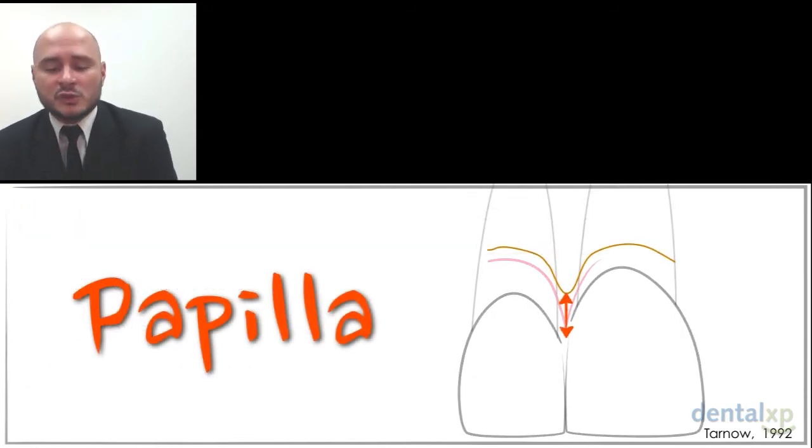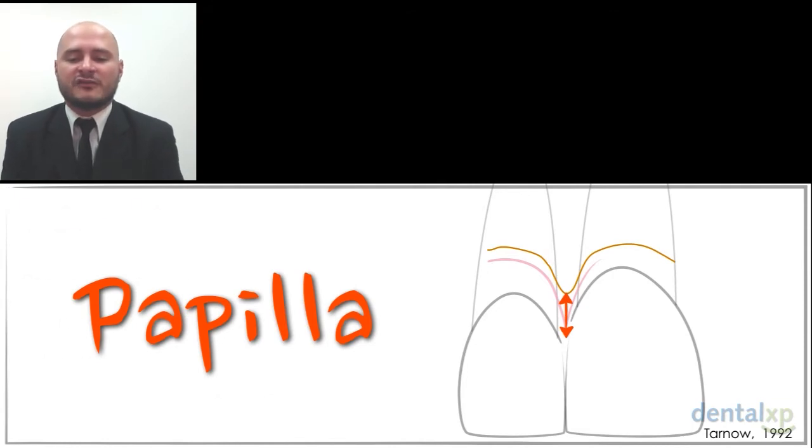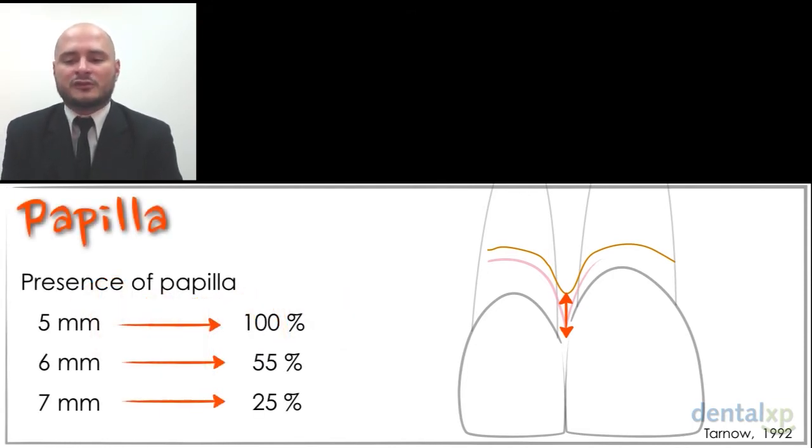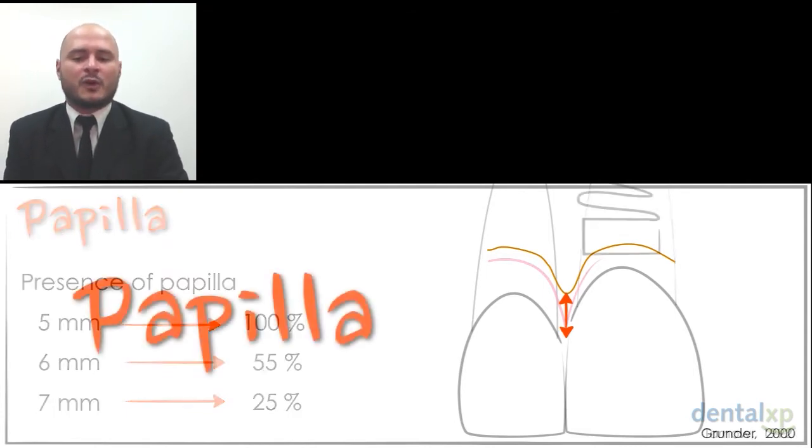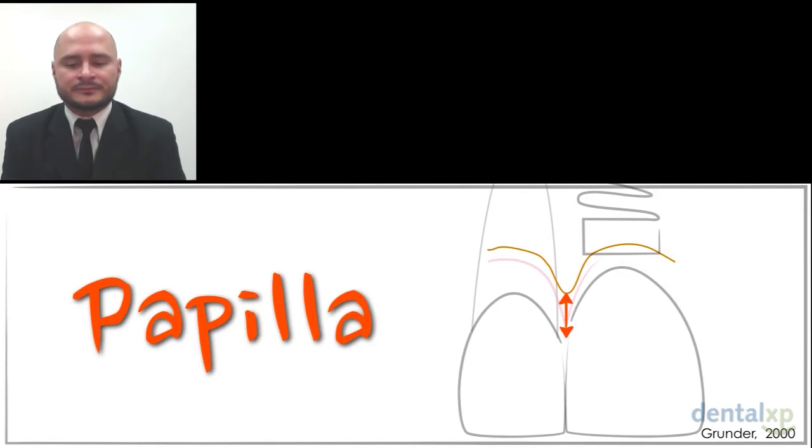Now, the huge challenge in this case is to deliver that papilla. Are we going to be able to have a good papillary fill? We know from Tarnow in '92 that if we have 5 millimeters from the crest of the bone to the contact point of our crowns, we're going to have a papillary fill about 100% of the time when it comes to 2 teeth, right? And this number is going to decrease as the distance from the crest of the bone to the contact point increases.